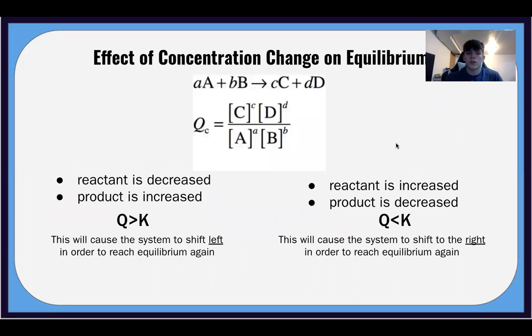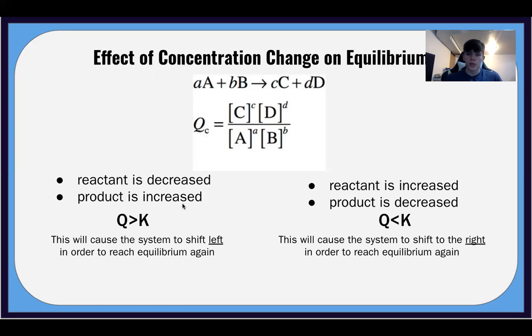So first we'll be talking about the effect of concentration change on equilibrium. If either the reactant, which is the bottom, is decreased, or the product is increased, this will cause Q to be greater than K, meaning that there is more product versus reactant. This will cause the system to shift left in order to reach equilibrium again, going from the product to the reactant.